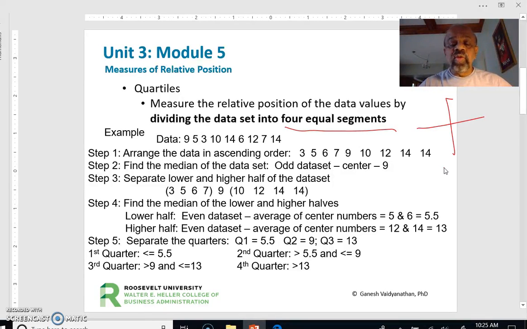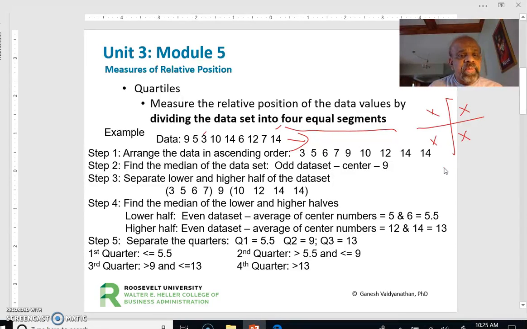So I'm going to make it into 4 different segments, and I'm going to see which data falls into these 4 different segments. Let's say I have the data that I've used before: 9, 5, 3, 10, 14, 6, 12, 7, 14. The first step to do this is that I'm going to arrange the data in ascending order. That means the 3 comes first and 14 comes in the end. So 9, 5, 3, 10, 14, 6, 12, 7, 14 becomes 3, 5, 6, 7, 9, 10, 12, 14, 14. This is my first step.